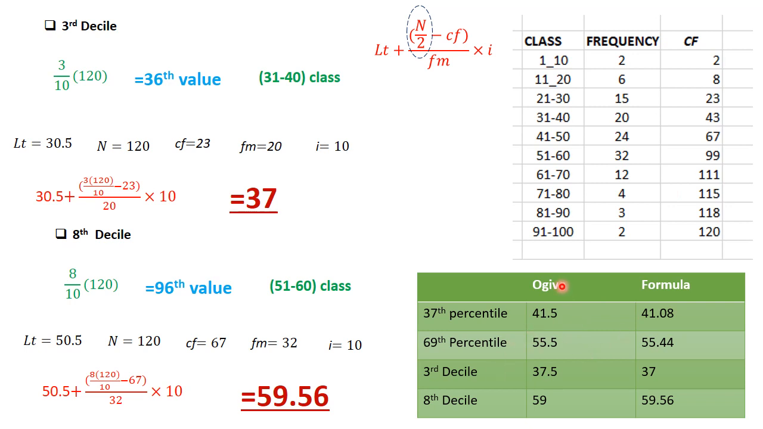When you're using the Ogive curve, the 7th percentile was 41.5. The formula gave us 41.08. The 69th percentile gave us 55.5. The formula gave us 55.544, and on and on. So these figures are very similar or closely related. However, the formula is more accurate than the Ogive curve. The Ogive introduces some sort of human error. And that brings us to the end of our lesson.